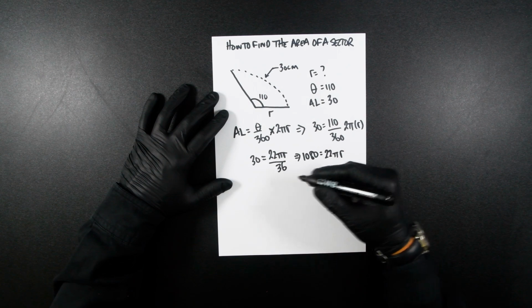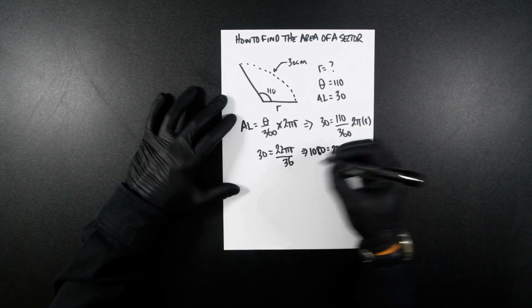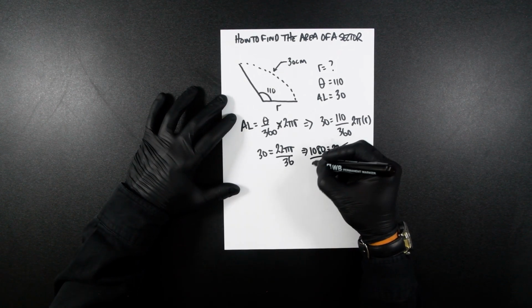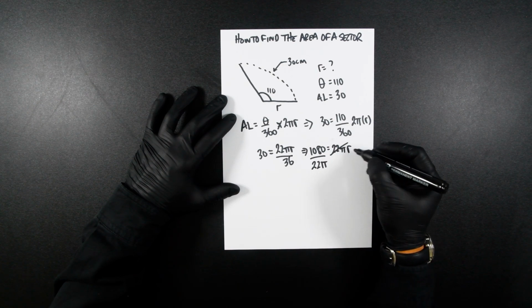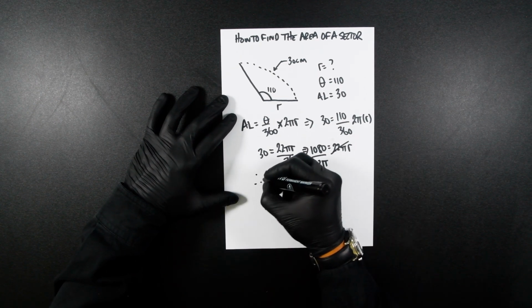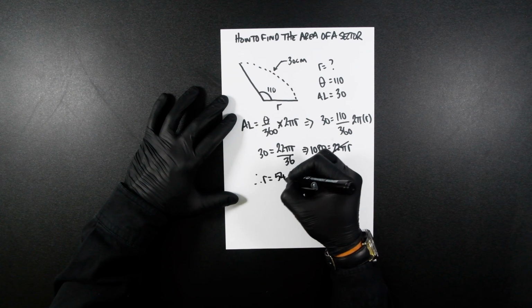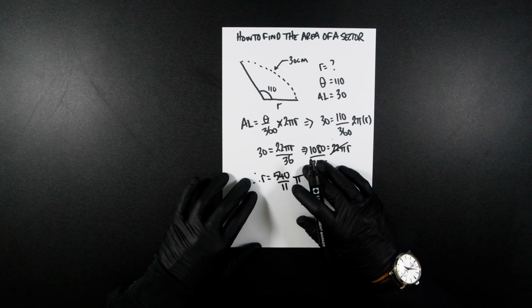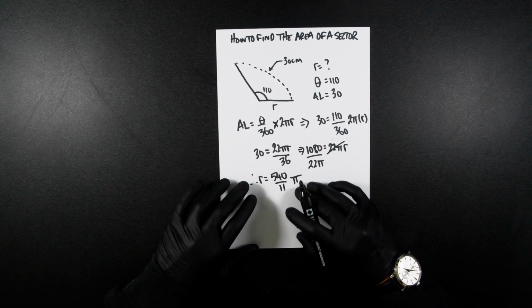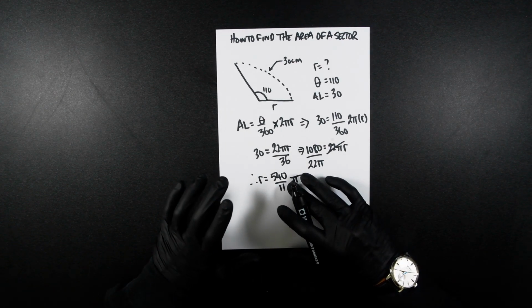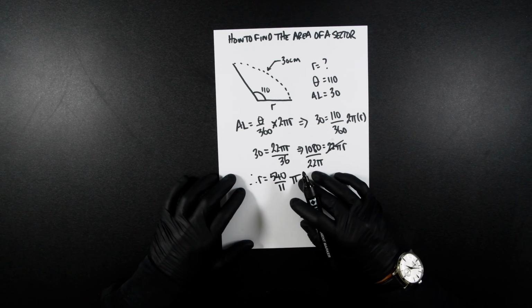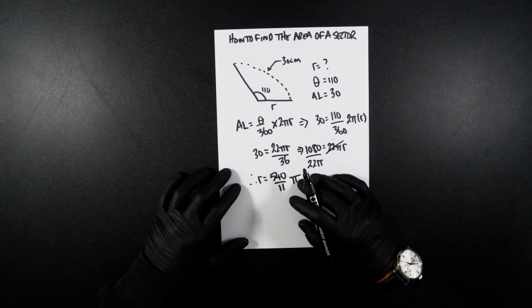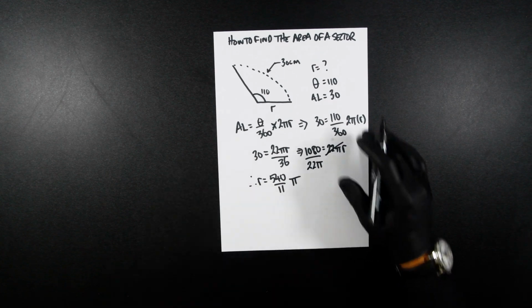Then we're going to divide both sides by 22 pi. So I'm just going to cancel that out there and do it here. So you get r equals this. Therefore, r will equal 540 over 11 pi. I'm going to keep it as a fraction because if we simplify at this point, it's going to change the solution at the end, because we now need to plug this in. So now that we've got the radius, we can find out the area of the sector.